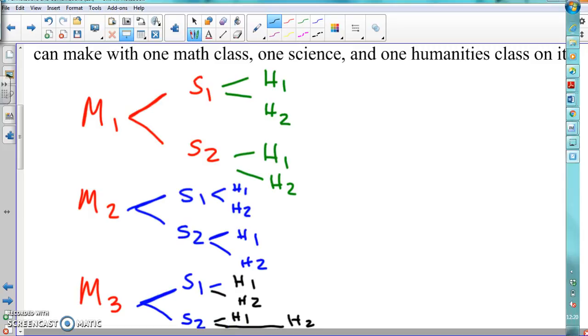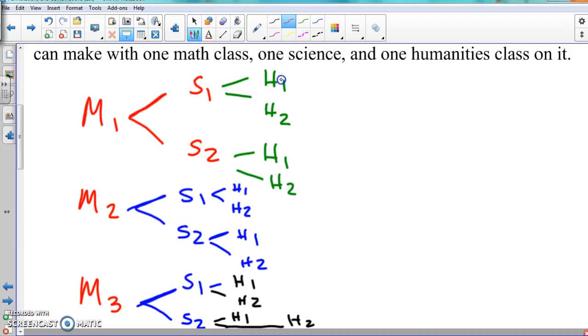All right, so what we're going to do is count how many possible ways there are. So math 1, science 1, humanities 1 is one way. Math 1, science 1, humanities 2, that's 2. And science 2, humanities 1, that's 3. And then 4. Then there's 5, 6, 7, 8, 9, 10, 11, and 12. So there's 12 possible schedules we can make.